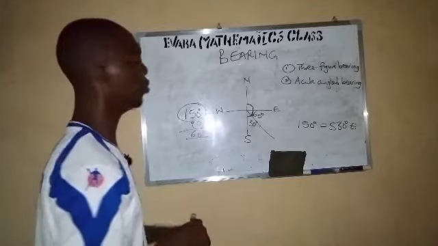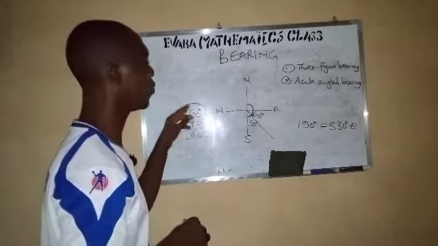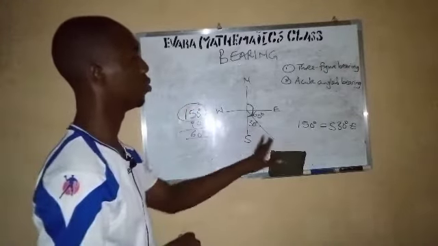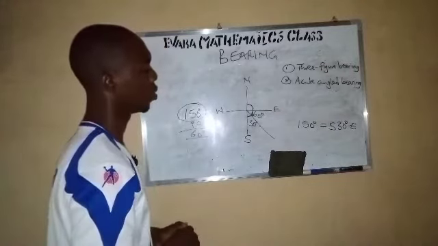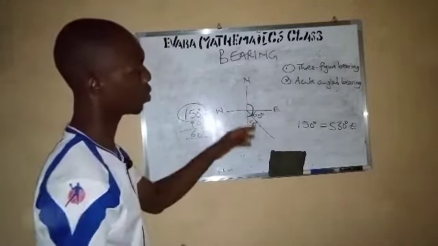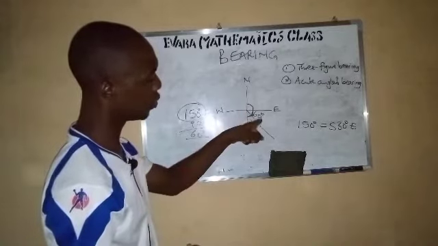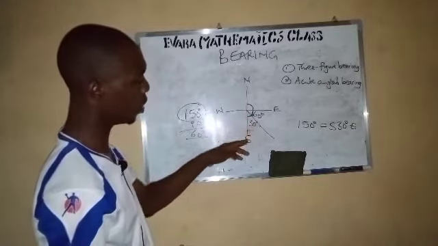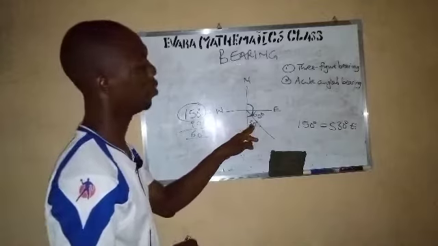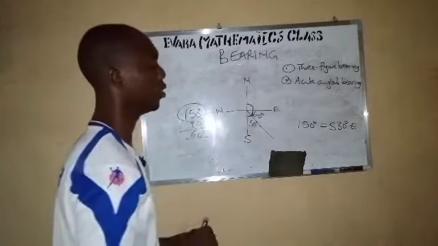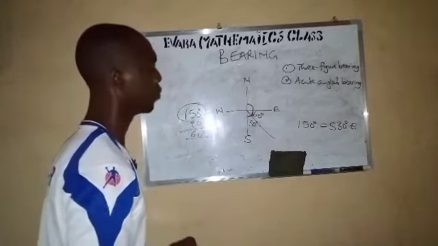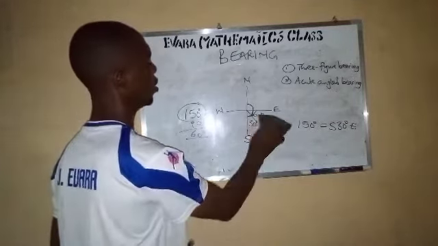That's what we are trying to do, converting from three-figure bearing to acute-angled bearing. So we've seen it now. When you count 60 degrees, what you have left here is what you are going to make use of. So we have south 30 degrees east as the equivalent angle. Let's take another example.